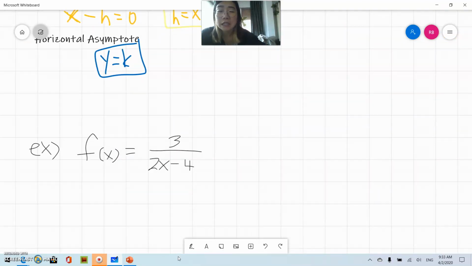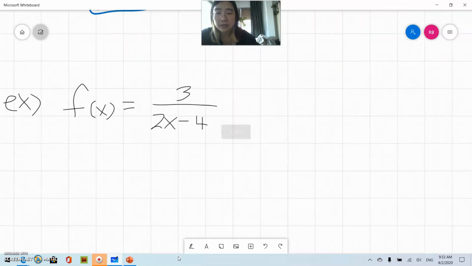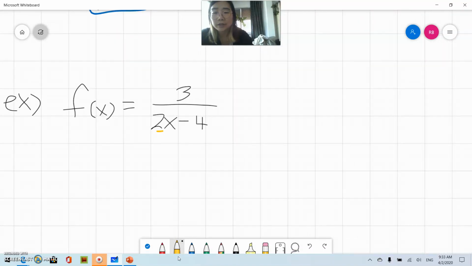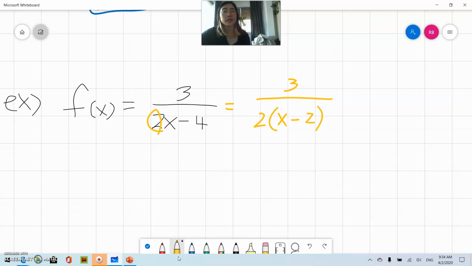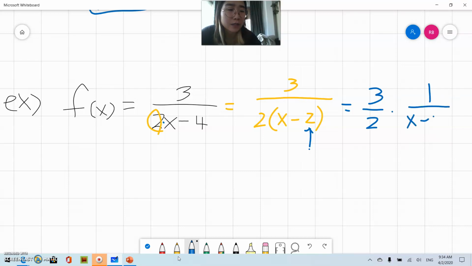Okay, so let's look at this example because this is a little different. Because we haven't seen any number that is attached to x before, right? So the first thing I want you to do is factor out from the bottom. Actually, it's not factoring out the GCF. I want you to factor out the number that is in front of x. So if it was 3, just factor out 3. And then you might end up having a fraction here, okay? So the reason I wanted to write it this way is because this is the same thing as 3 over 2 times 1 over x minus 2.